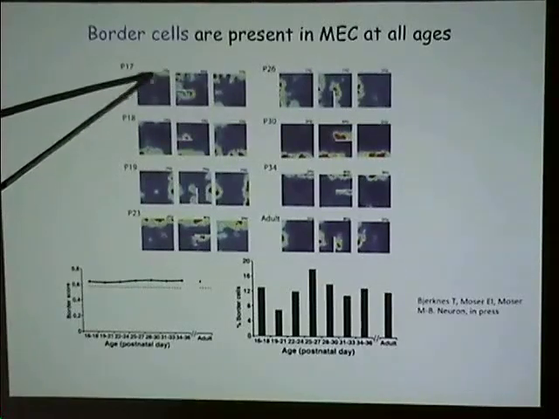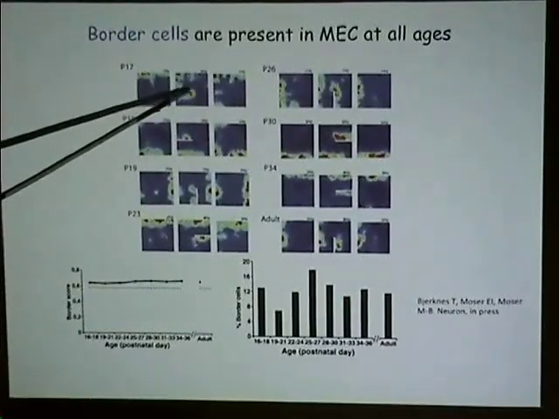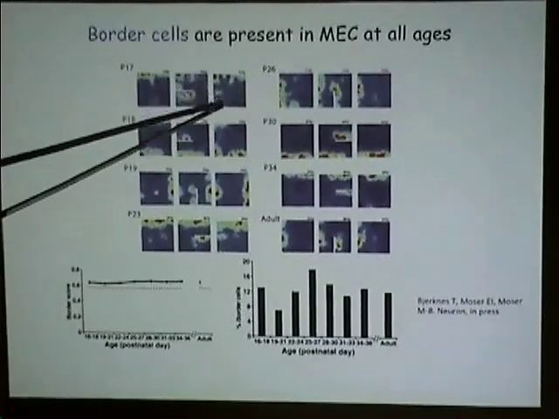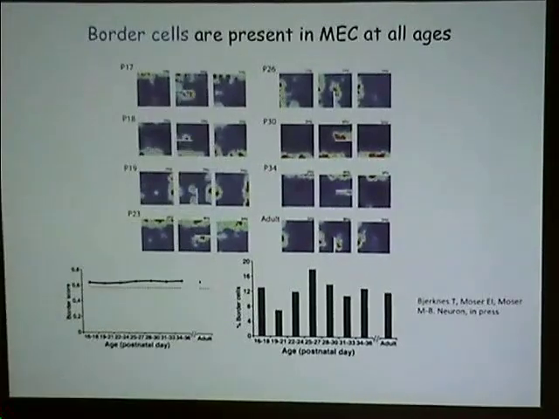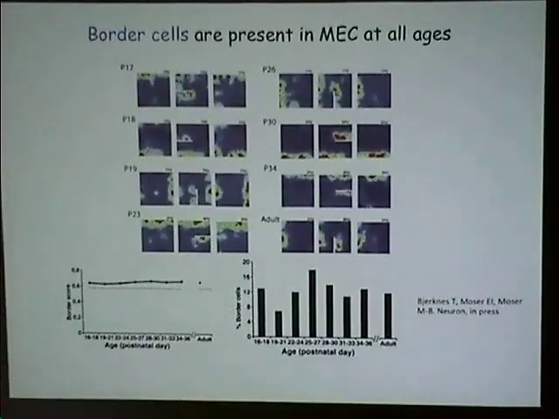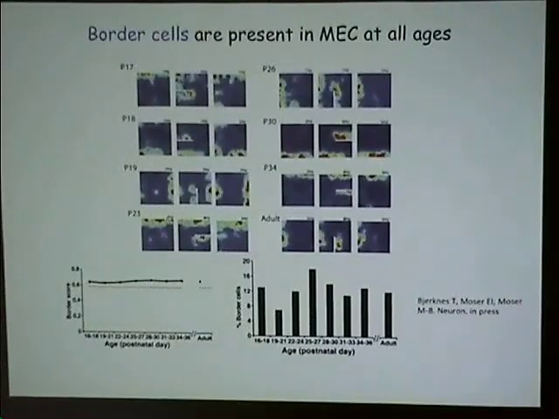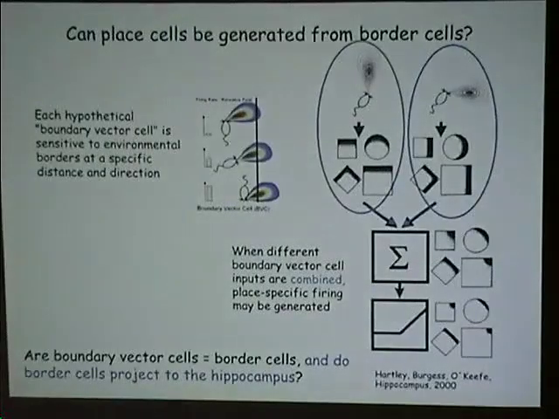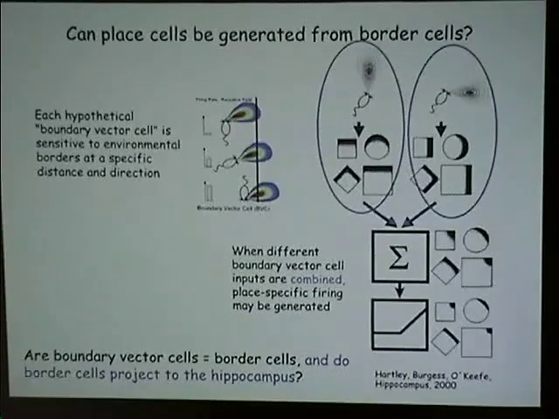So this is an example at P17. You introduce a wall here, and you get a copy of the field along that wall as well. Remove the wall, and you even get that little trace here, which is quite common. You do the same here, you see. So these cells are there from the beginning, and apparently in the same percentages as in the adults. So that means that in the young animals, you have adult-like border cells, but you do not have adult-like grid cells.